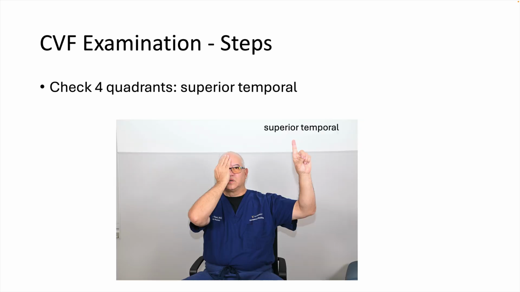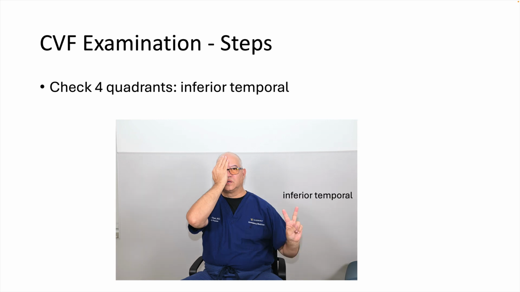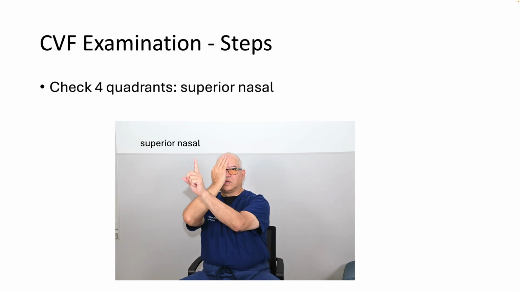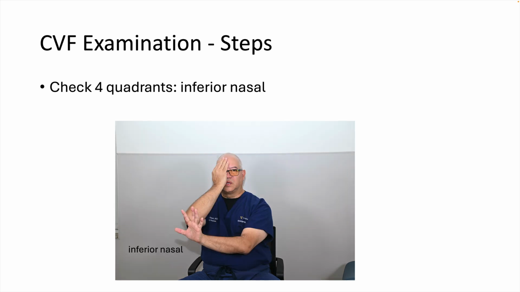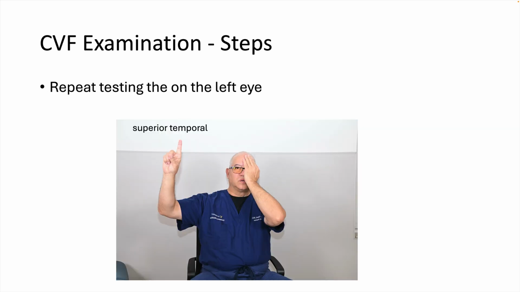Start in the superior temporal quadrant and ask the patient, "How many fingers do you see?" Then go to the inferior temporal quadrant. Then go to the superior nasal quadrant. Then go to the inferior nasal quadrant. Then repeat these steps, testing the left eye.